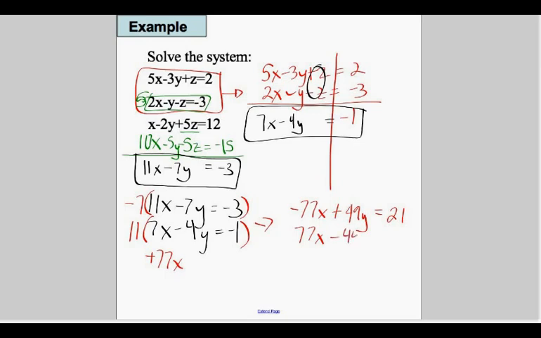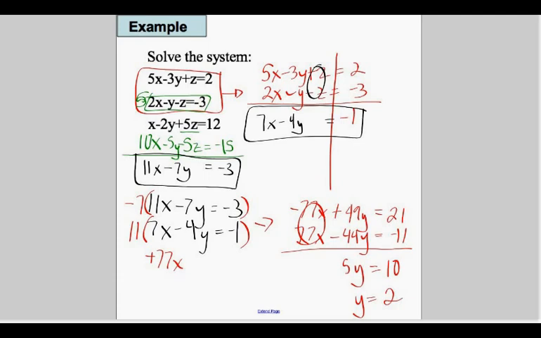Now I'm ready to merge these two equations and eliminate x. X will go away. I'll end up with 5y, and that equals positive 10. One more step to get y alone. Y is 2. So I found my first variable. Now I work my way backwards and solve for x and z.